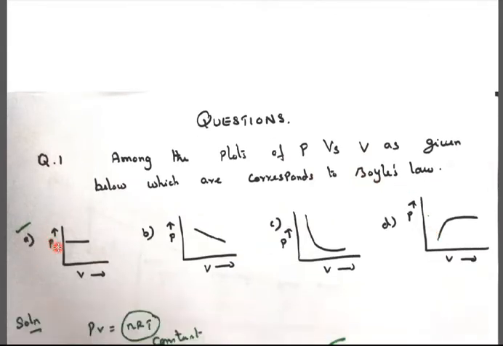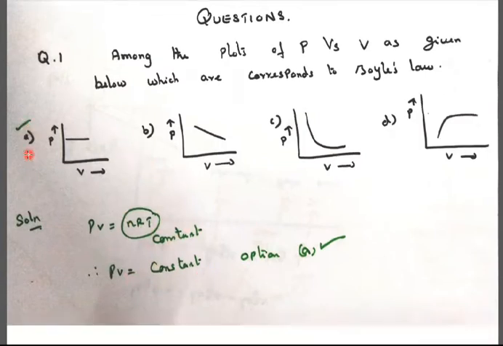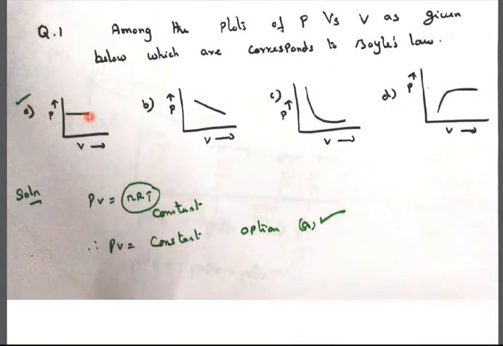Here pressure is on the y-axis and volume on the x-axis. The slope is going down, gradually decreasing and gradually increasing while maintaining a constant. We know that for Boyle's law, PV equal to nRT is a constant, so PV is equal to constant. So option A is the correct answer.